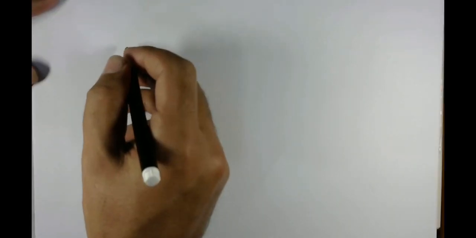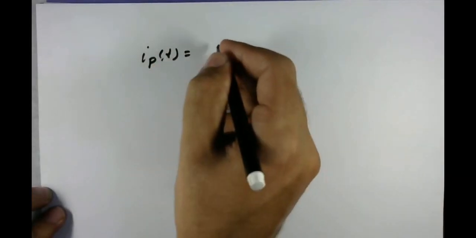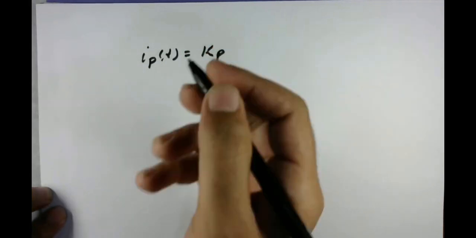Okay, so you know the rule for finding the particular solution when your forced response is a constant value. So we can simply say, let's say your particular solution i_p of t is equal to, say, this is a constant k_p. This will be a constant.